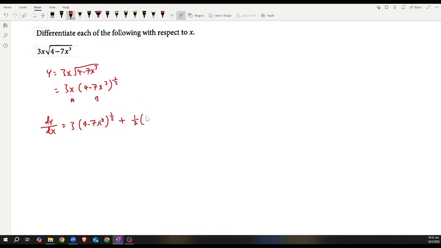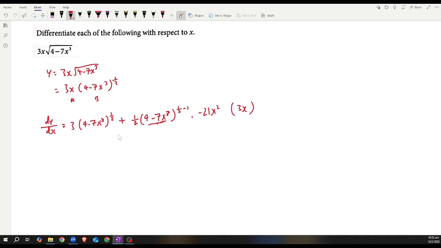Remember, you got to bring down the power. Remember your chain rule, right? This one has a power, so it involves the application of chain rule. Half times (4 minus 7x cubed), and then you subtract 1 from half, right? You get negative half. And don't forget, you have to differentiate the inside and multiply it to the term. So you have negative 21x squared. And then you multiply A as well, which is times 3x.